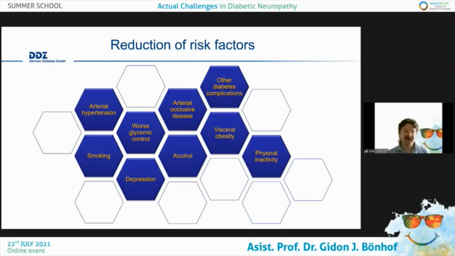And there are other vascular risk factors you can reduce, for example, cholesterol or obesity. All those risk factors are modifiable. Other risk factors you cannot modify are increasing age or increasing diabetes duration, for example.